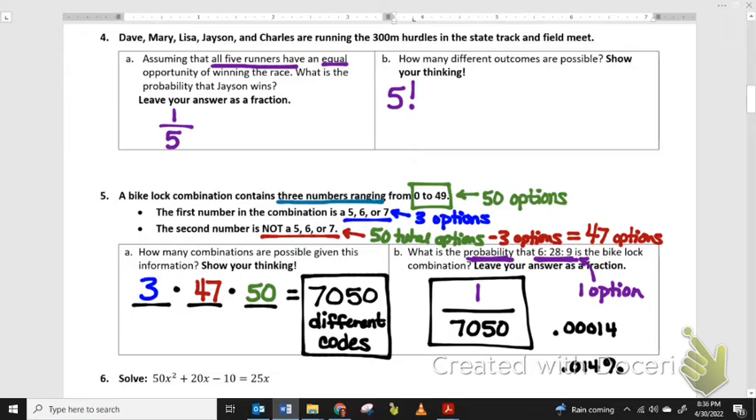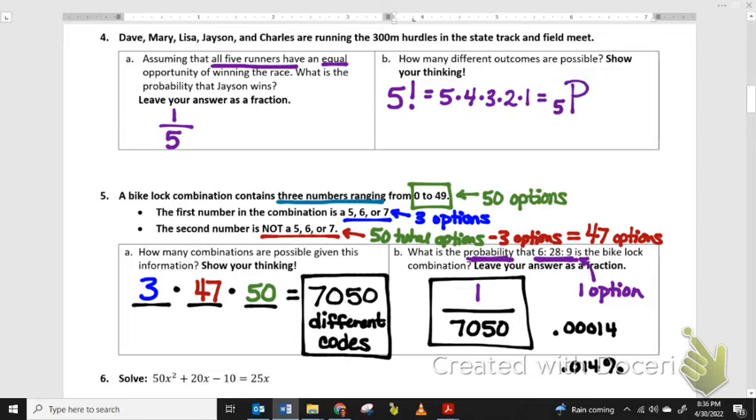How else could I represent this and get the same answer because it has the same meaning? 5 times 4 times 3 times 2 times 1. Or that's the same as what? When we're talking about running a race, does order matter when you cross the finish line? So would it be a combination or a permutation? Permutation. 5 people are running the race.